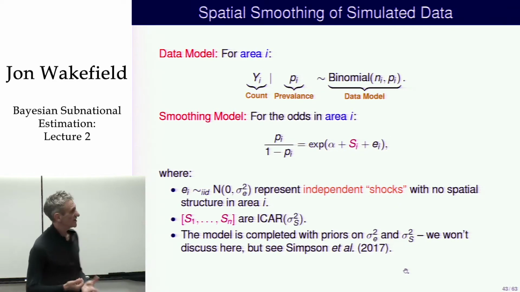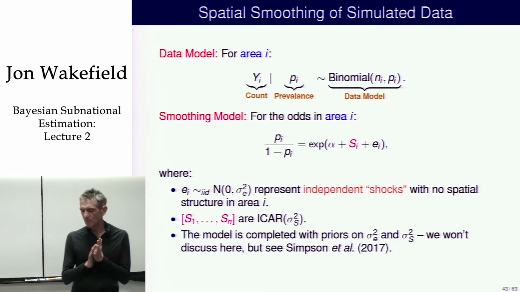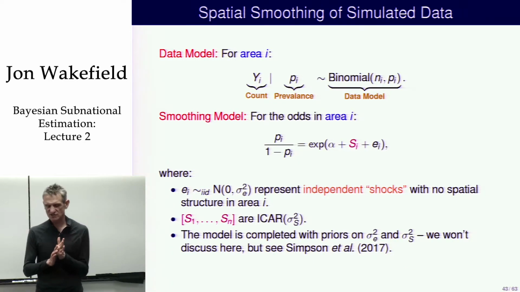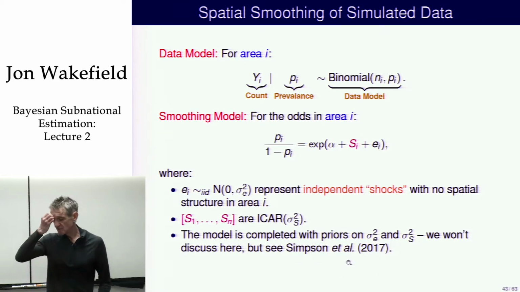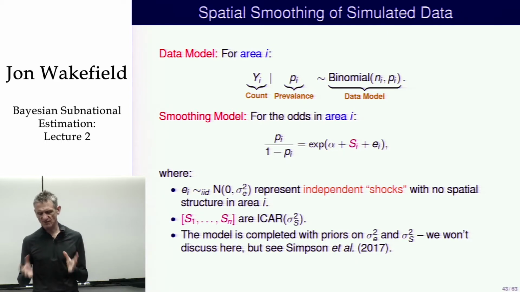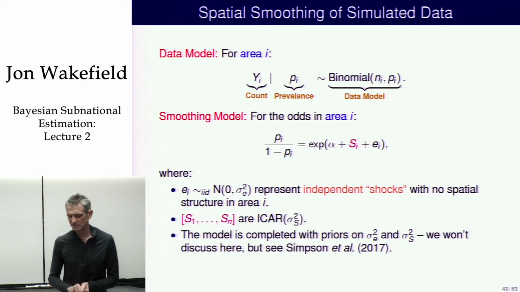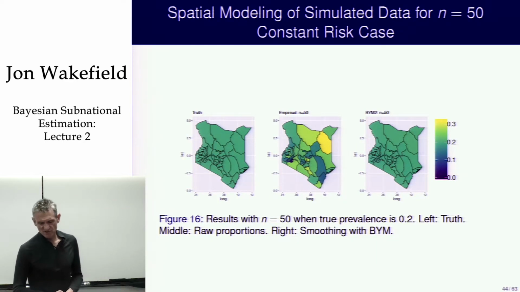I'm not going to talk about prior choice here. It's a big topic, but suffice to say that there are reliable priors we can pick now in most scenarios for this model. In this paper, there's a lot of discussion of this model, and these priors, which are very nice and are implemented in INLA, are called penalized complexity priors. Okay, so here's the first scenario. This is the flat risk case.